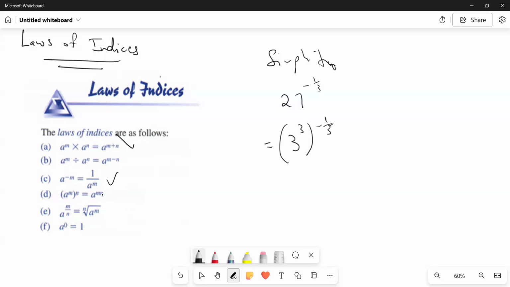this rule now, where you multiply the power in there by the power out there, right? And you get what? You get 3 to the 3 multiplied by -1/3, which is equal to 3 to the -1, which is equal to 1/3. Right? That's one way. You could do another thing with it too.